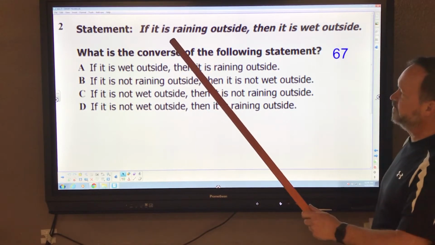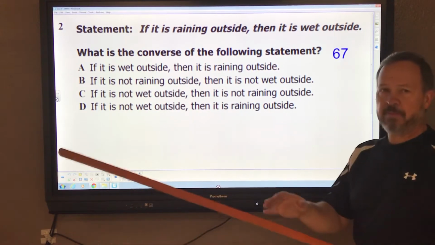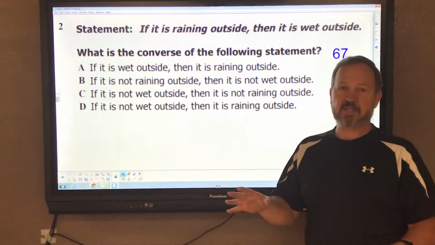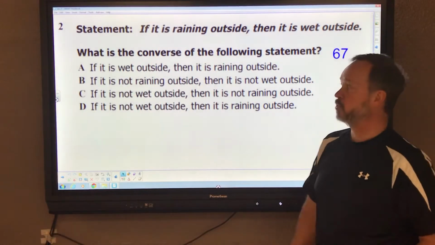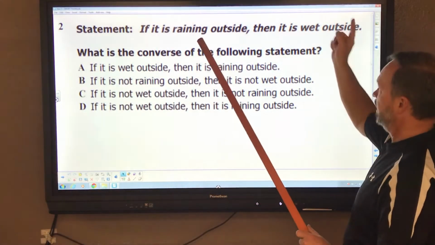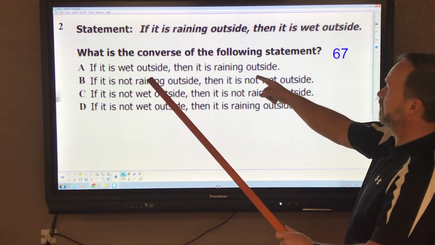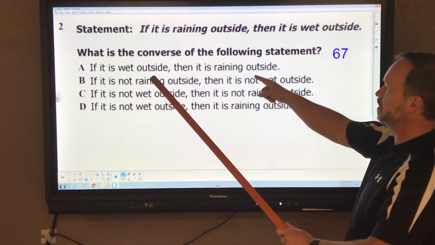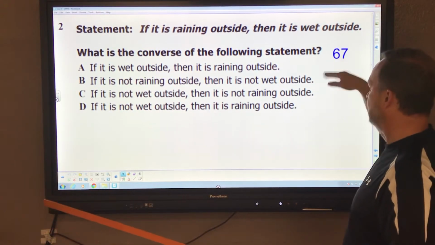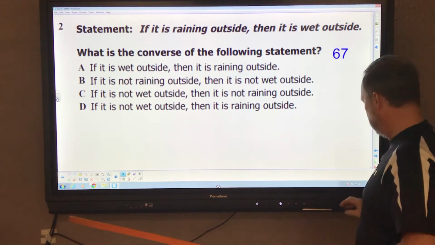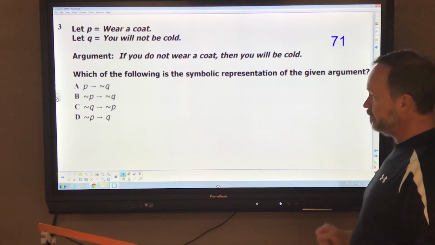The next question: if it is raining outside, then it is wet outside. That's the converse we're looking for here. Again, remember, flip is the converse, negate is the inverse, do both is the contrapositive. So the converse is you flip, you switch the shoes on the wrong feet. So the wet is going to go over there, the rain is going to come over here, and that looks like it. Answer A. So those should have been easy questions for you. Like I said, that number is irrelevant to your class. I just didn't go back and work through all that.